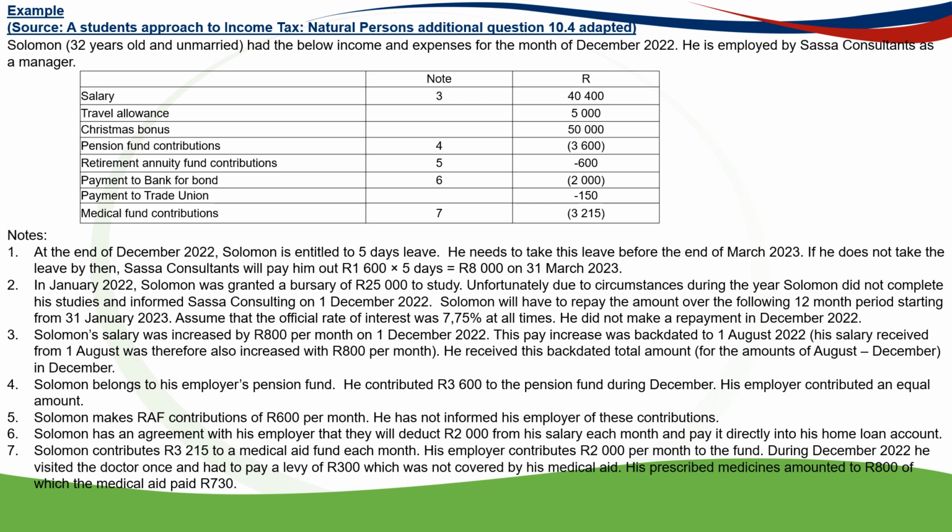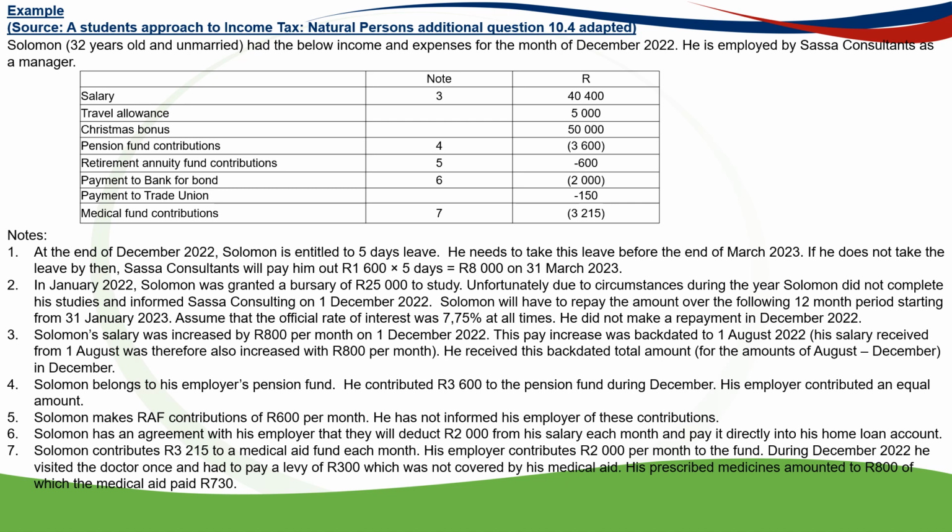And then let's look at the notes. At the end of December 2022, Solomon is entitled to 5 days leave. He needs to take this leave before the end of March 2023. If he does not take the leave by then, SASA Consultants will pay him out 1,600 Rand times 5 days equals 8,000 Rand on 31 March 2023.